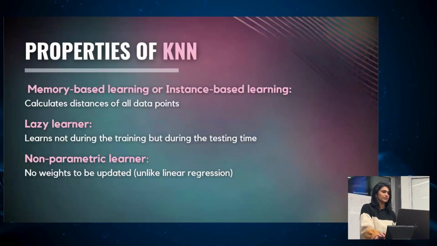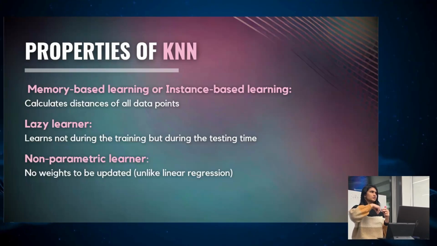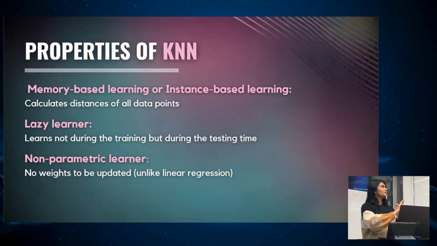So let's get into the properties. First thing is that this is a memory-based learning or an instance-based learning. What it does is that it memorizes all the training data. What I mean by memorize is that it takes all the training data into consideration and computes the distance to all the data. So that is the first property.